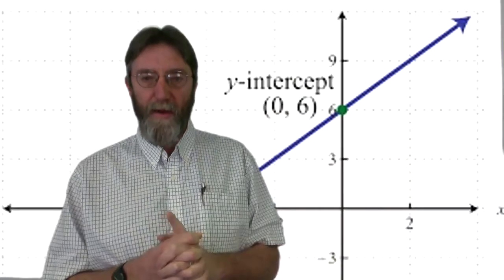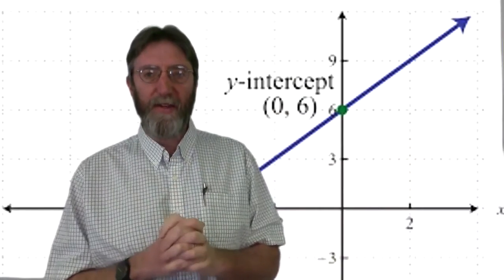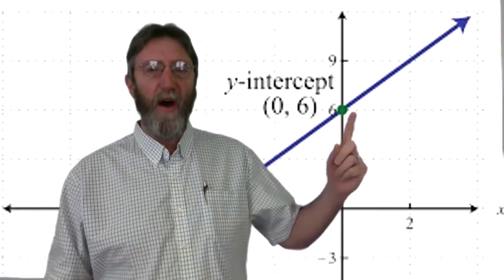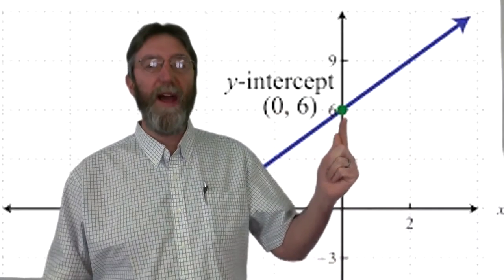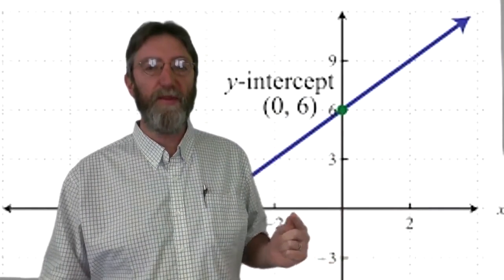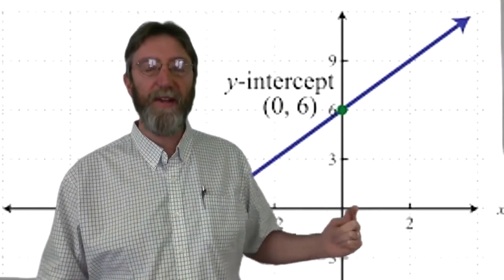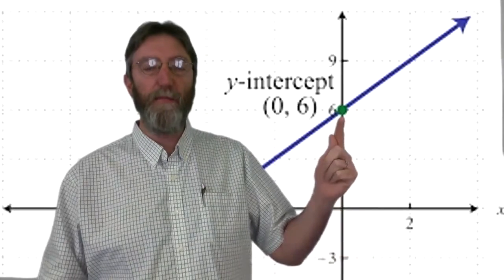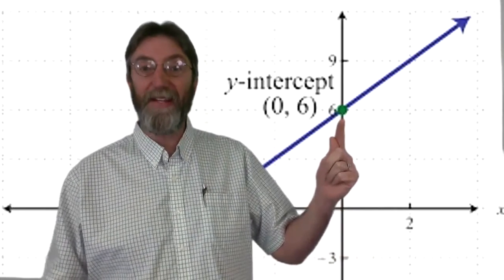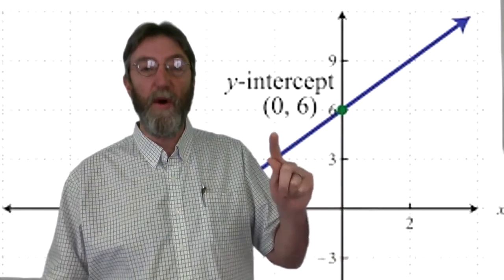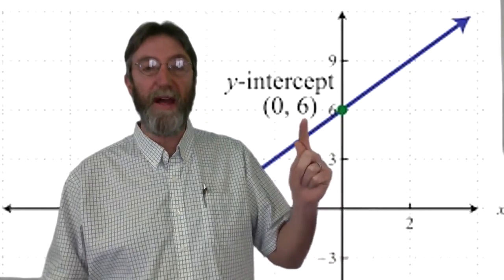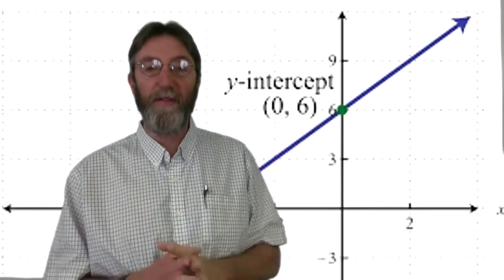Now, remember, on your y-axis, where your y-intercept is, our x value is going to be 0. That's because the y-axis lines up with 0 on the x-axis. So this particular point, the y-intercept, which is 6, has an ordered pair of (0, 6). 0 is your x value on the y-axis, where you have a point of 6.